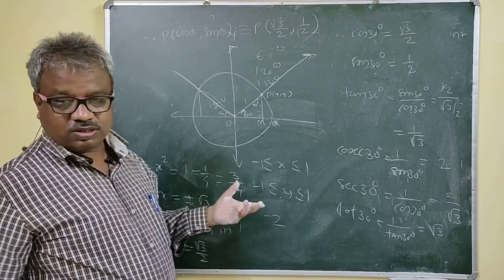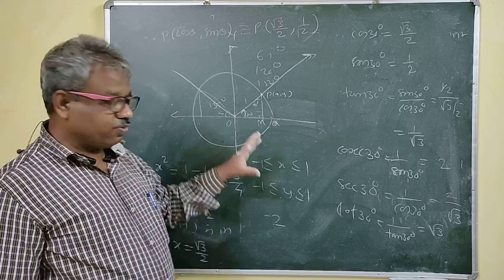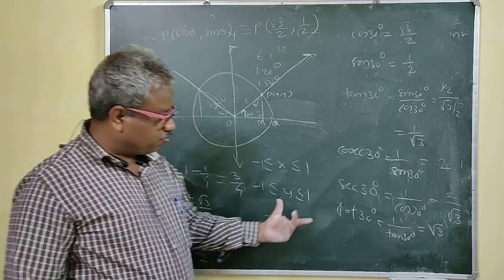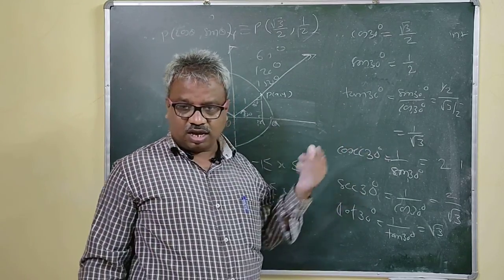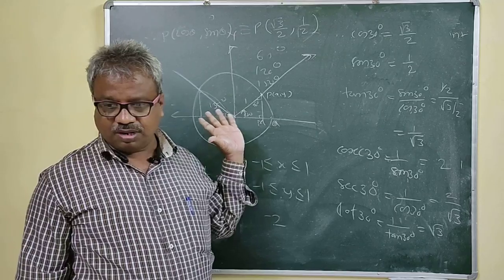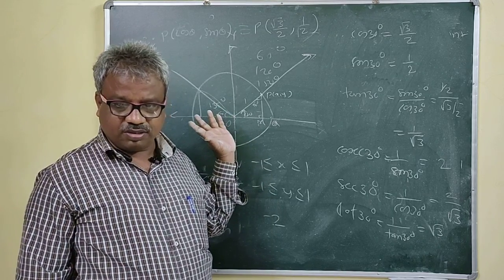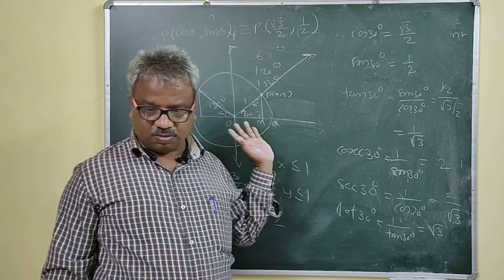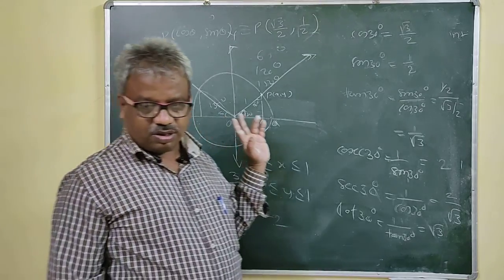So I hope you can do all those things with the help of the Pythagoras theorem, and use the property of the 30, 60, 90 triangle: the opposite side of angle 30 is half of the hypotenuse. So always remember this one. Okay, so we'll stop here now.